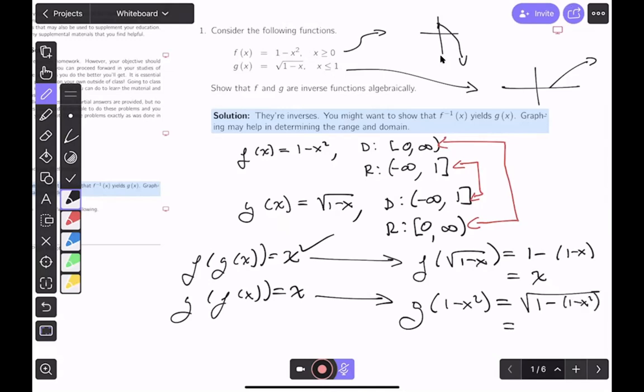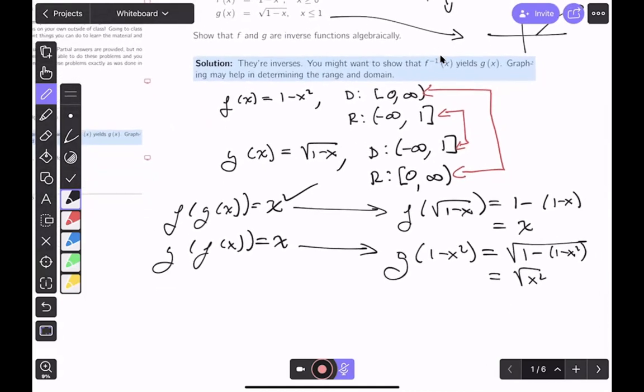And what would you get over there? Well, you get the square root of x squared. I got some of a problem over here. I want to tell you what the problem is. The square root of x squared is actually the absolute value of x. And I was expecting to get x back.